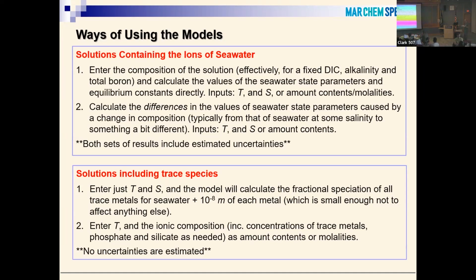Now, in solutions containing all those trace metals, if you just enter temperature and salinity into the appropriate model, the model will calculate the fractional speciation of the trace metals in the seawater, how much is free, how much is bound up with each of the inorganic anions, and output that summary for you. Alternatively, you can enter the temperature, a specific ionic composition and specific concentrations of trace metals, and it'll do the same thing.